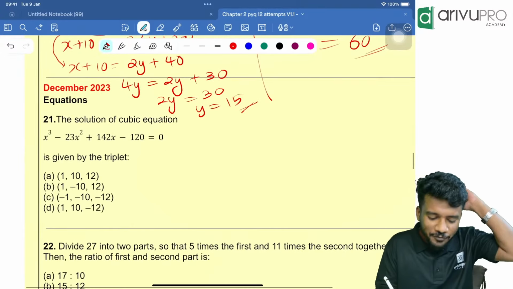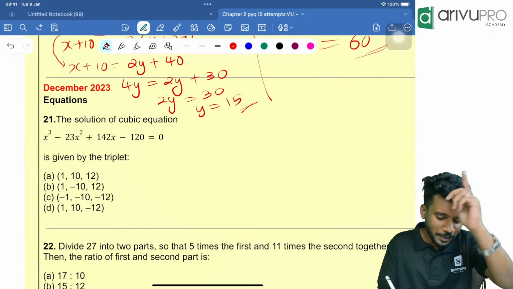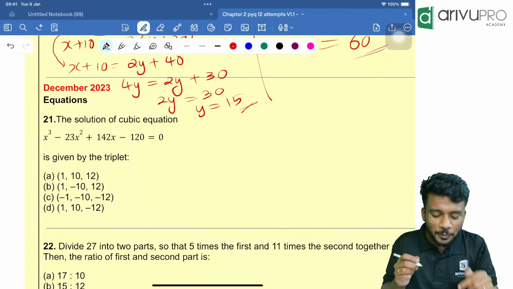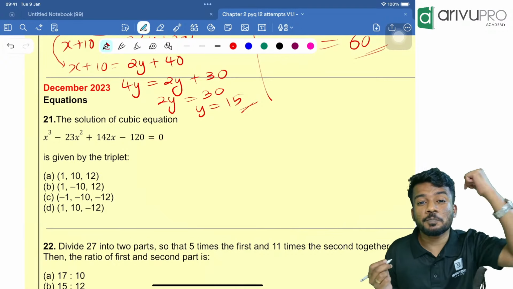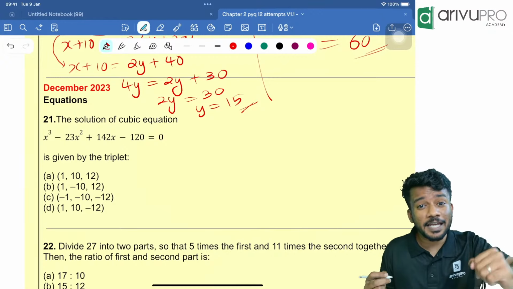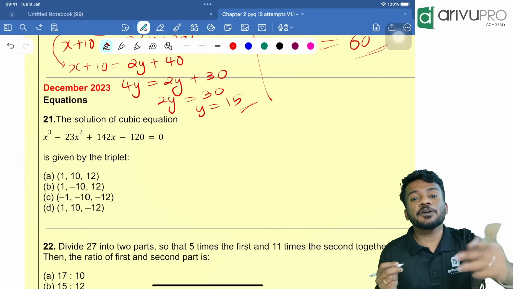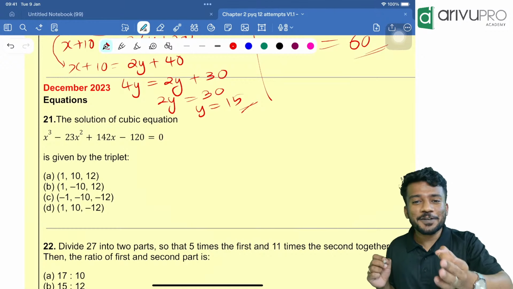With that, we are going for the December 2023 paper. From this question onwards, you will see repetition of many cubic based questions, and you can expect a similar type of question in your exam hall. You know the shortcut for solving cubic based questions, right?